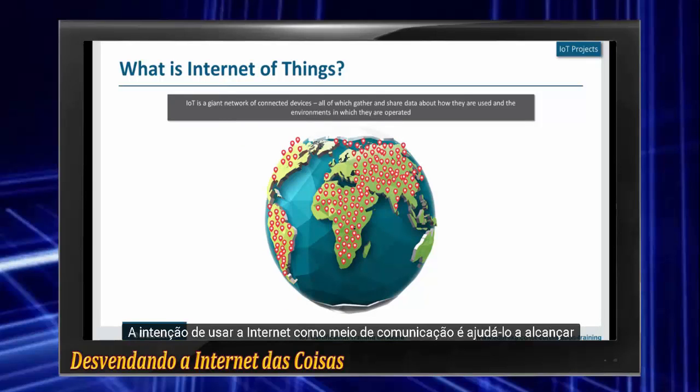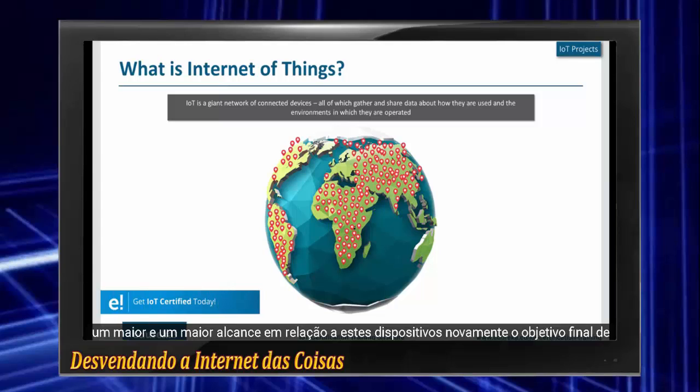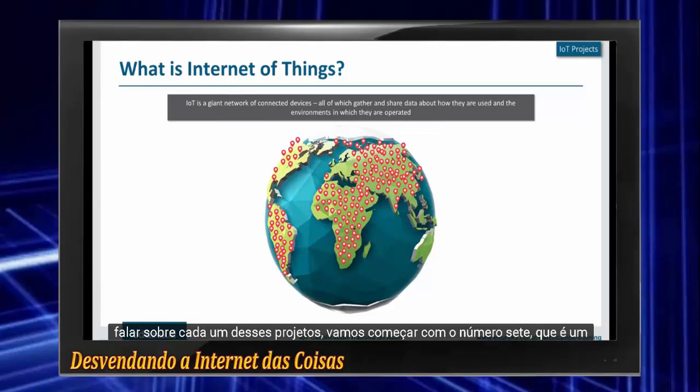The intention of using internet as a medium of communication is to help you achieve a wider and a greater reach with respect to these devices. Again, the end aim of Internet of Things is to help you create a smart world that's out there. Now let's talk about each of these projects.